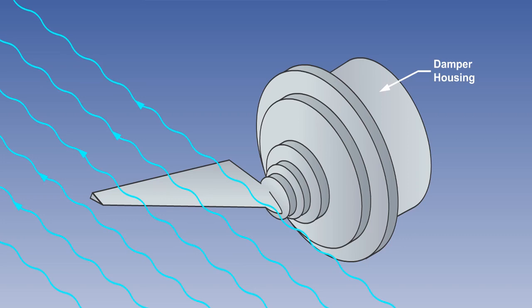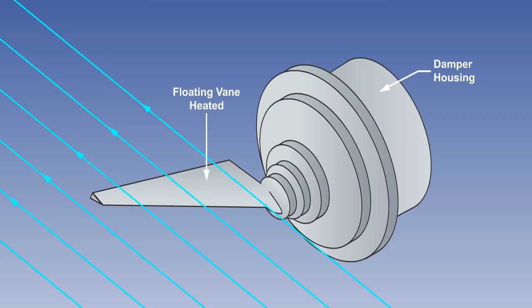Any destabilizing effects of turbulence are overcome by a viscous damper in the damping section of the transmitter. The angle of attack sensor also incorporates a vane heater which prevents condensation and reduces changes in the damper fluid viscosity.